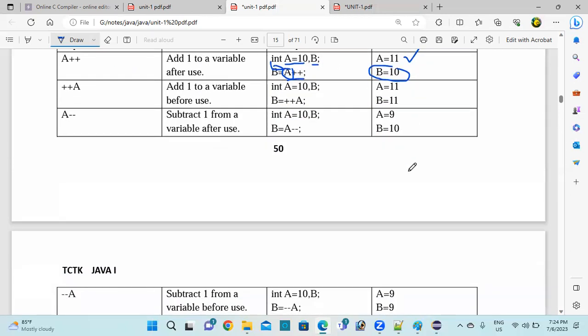Just coming to here, see. A equals to 10, b equals pre-increment. What is the pre-increment? First increment the a value to 11. Same value is given to b. Next, take this example: post decrement. Don't decrement first. Assign the a value to b. What is the a value here? 10. Assign it to b. Now the a value will be decremented.